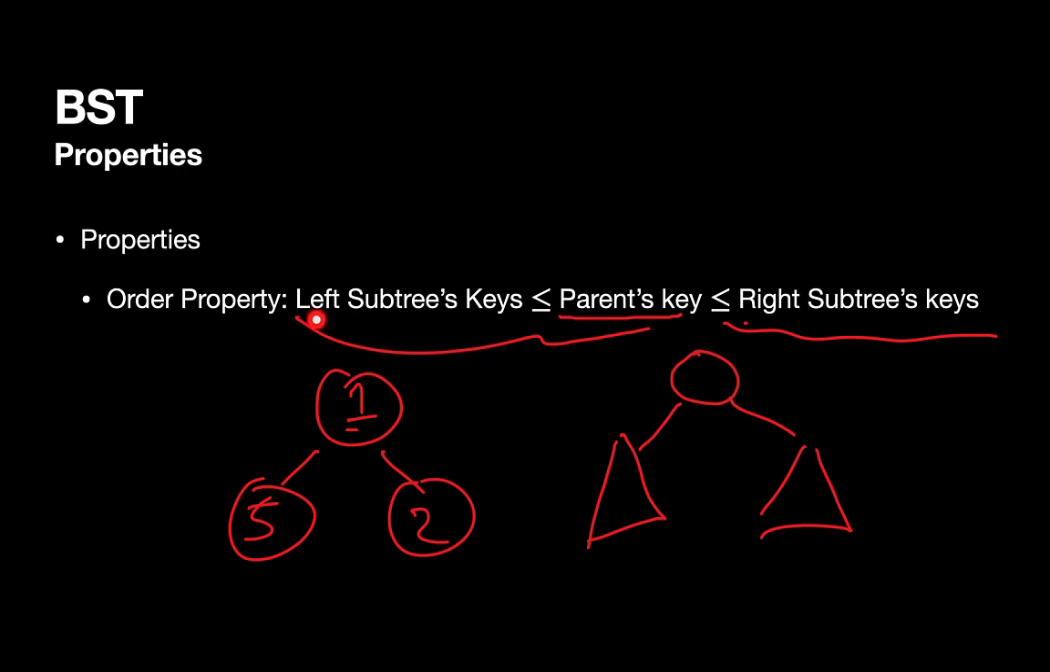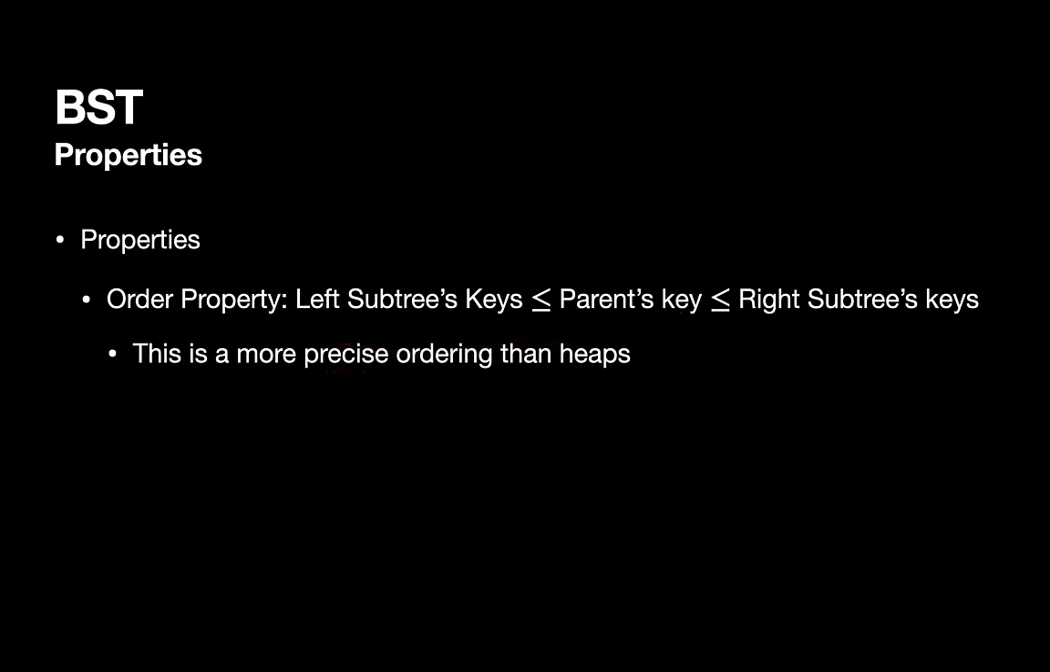Of course, we could also think about this the other direction from the subtree's point of view. Everything in this subtree should be less than the parent of that subtree. So 5 is not less than 1. So again, it fails our binary search tree test. This is a more precise ordering than we have with heaps.